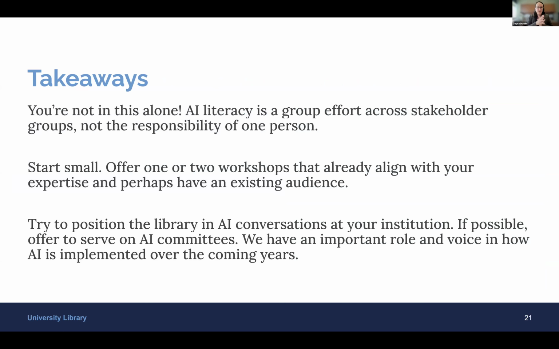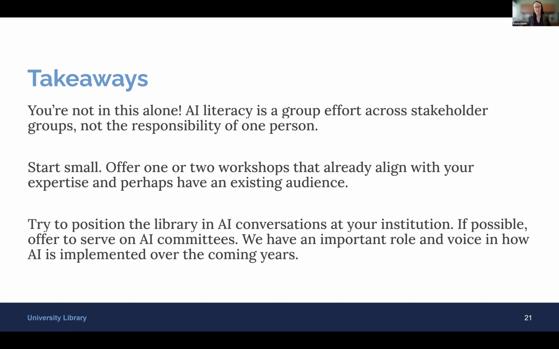Okay, so a few concrete takeaways that I hope will be useful. First, you're not in this alone. It's a shared responsibility to teach AI literacy, or it should be across campus stakeholders. It should not be the job of just one particular person. You don't need to have all the answers about AI, although I know sometimes it feels that way for me. But you shouldn't be expected to be the one with the answer. Look around your campus for allies, for collaborators. If there are working groups or committees already addressing AI literacy, that's a good way to get involved.